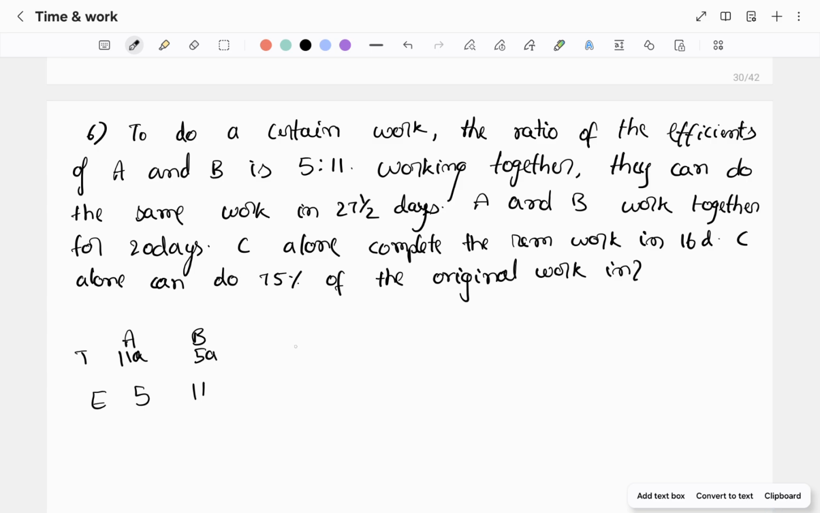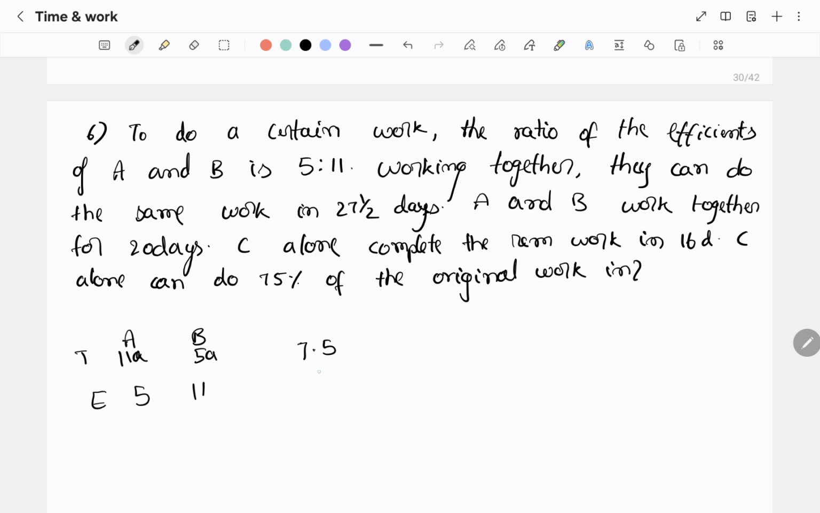So A and B worked for only 20 days. Means the remaining is what? 7.5. In 27 and a half days, A and B together can complete the work. But they worked for how many days? Only 20 days. Means who has to do the remaining work? C has to do that.